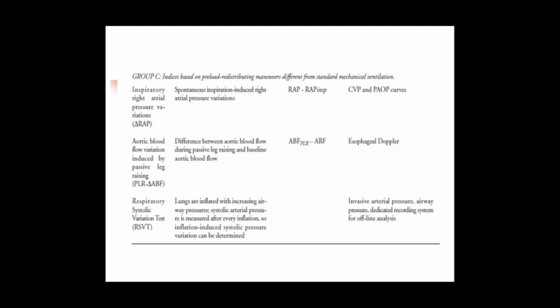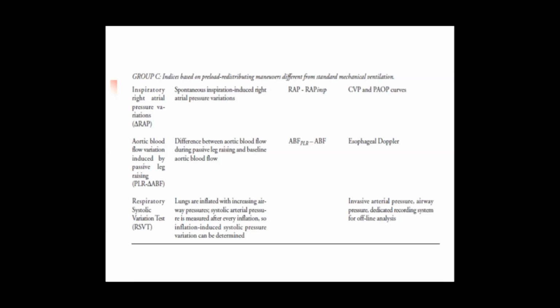And next is the aortic blood flow variation induced by passive leg raising. Here the difference between the aortic blood flow during the passive leg raising and baseline aortic blood flow is calculated using an esophageal Doppler. So aortic blood flow during passive leg raising, subtracting the aortic blood flow baseline value. That will give you the difference, and that difference will be predictive of fluid responsiveness.